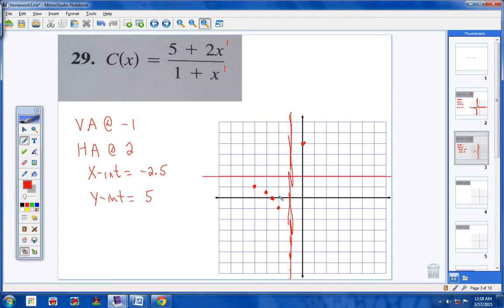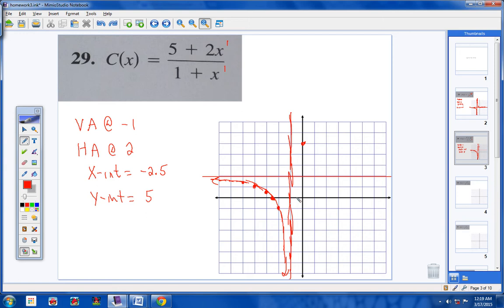Negative 1.1, excuse me. And I will get negative 28. So it shoots way down here. So there's the curve. And it's going to shoot way down here. Now, I'm going to go ahead and put negative 5 in just real quick to see what I get. It's 1.25. So we're getting closer and closer to the asymptote here, but not crossing it. So there we go.